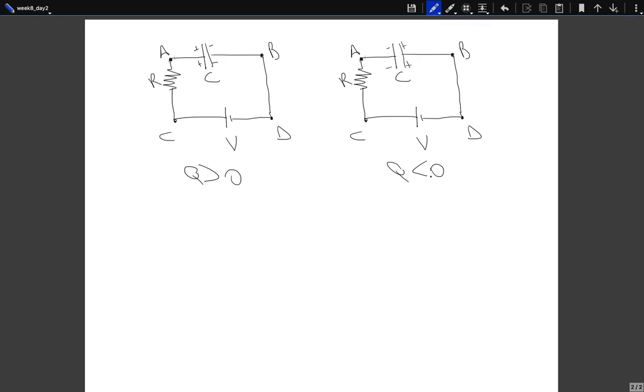Now let's use Kirchhoff's rules. Let's start from the point C. Just pick an arbitrary point you like. And we first have to decide on our loop.